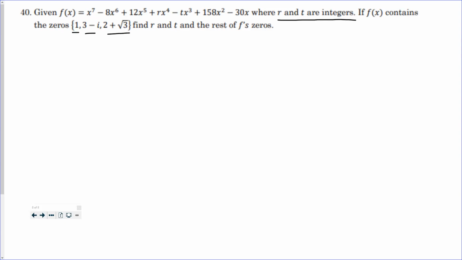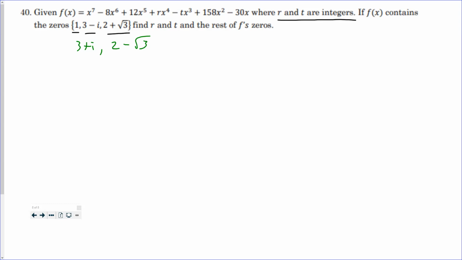And what I want to do is find, well, what's r, what's t, and what's the rest of these zeros. So right away, I can say that 2 of my missing zeros have to be 3 plus i, and 2 minus root 3. Right? All my coefficients are integers, and if that happens, that means all your square roots get pairs and all your complex numbers get pairs. So I can pair them up right away, and I already found 2 of my missing zeros.